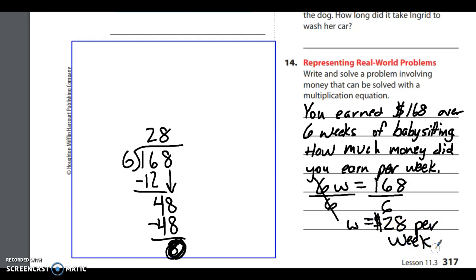Now, if you want to go with what I just did, that's fine. You can share my answer with me. If you want to make up your own, one thing you need to do is when you choose your numbers, when I chose 168 and 6, I knew that those would be compatible. If you choose a number that's not divisible by 6, you're going to end up with a decimal or a fraction, which is fine, but you just need to be prepared for that.